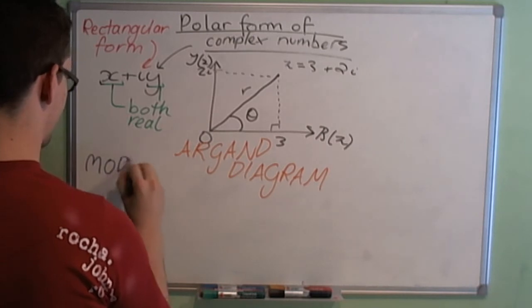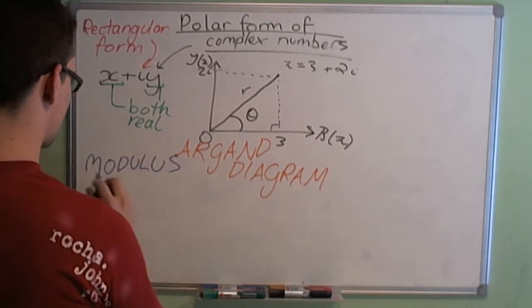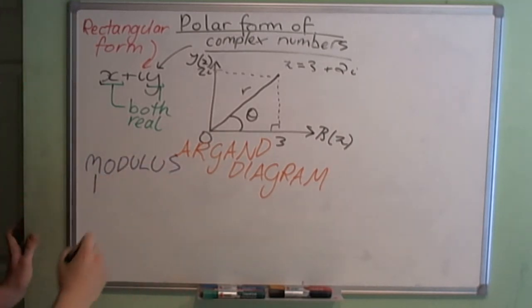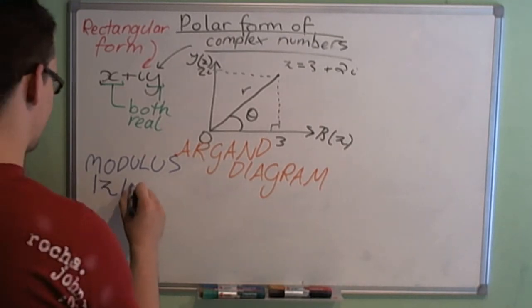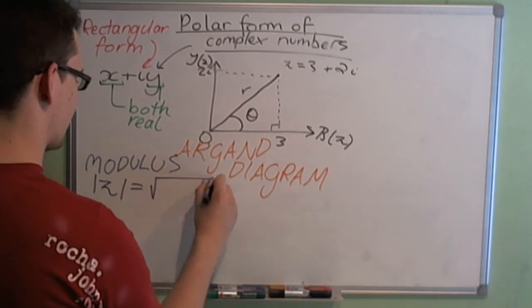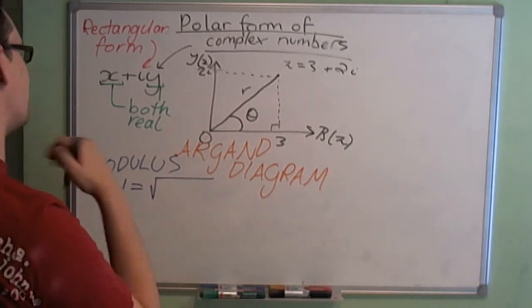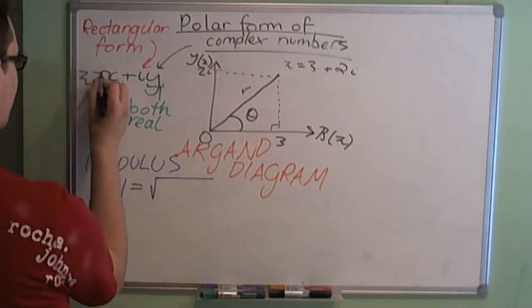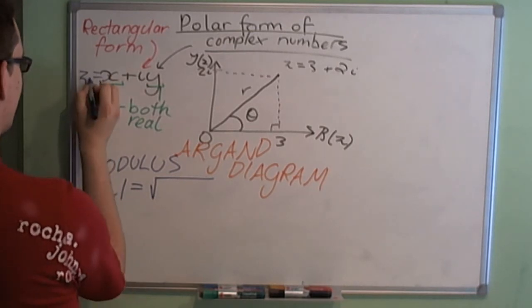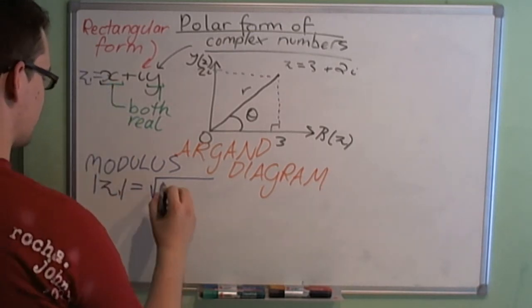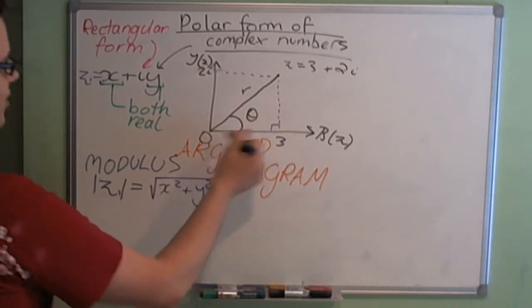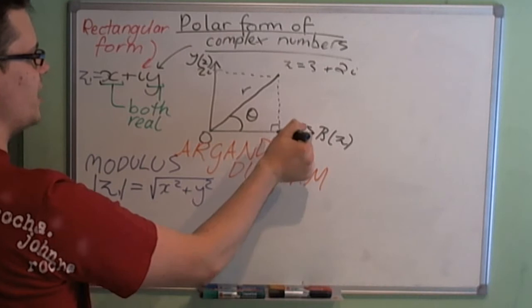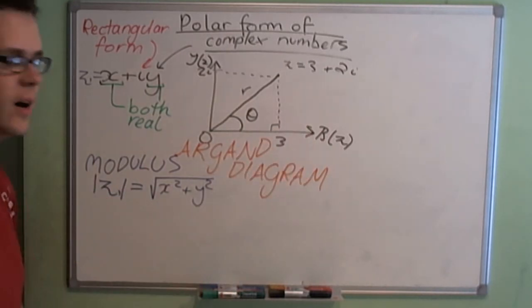The modulus of a complex number we write as z with absolute value bars around it. We define this, with z equals x plus iy, as the square root of x squared plus y squared, because if that distance is x and this distance is y, it follows immediately from Pythagoras' theorem.